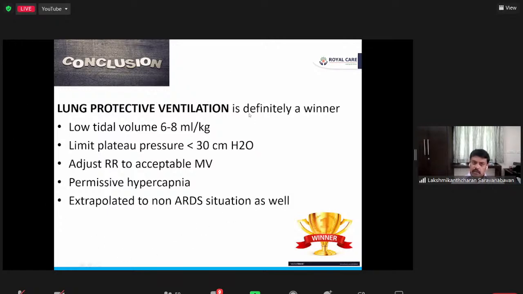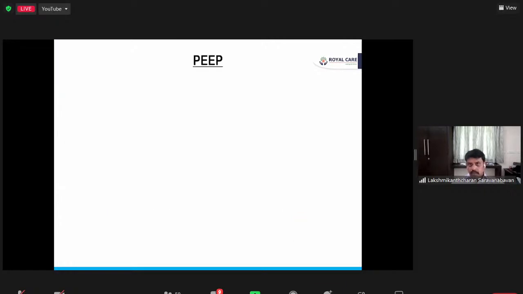And this lung protective ventilation, after the ARDS study, was extrapolated even to non-ARDS situations. Now in the ICU, all the patients who get mechanically ventilated, we ventilate them with 6 ml per kg, and I think even in anesthesia it is being practiced everywhere. So coming to the next important concept, PEEP. Why is PEEP important? We have dealt with volutrauma and barotrauma, and the next important complication is atelectrauma. Atelectrauma is predominantly because of the repeated atelectasis, or the collapse of the alveoli, at the end of every expiration. We need to avoid that.